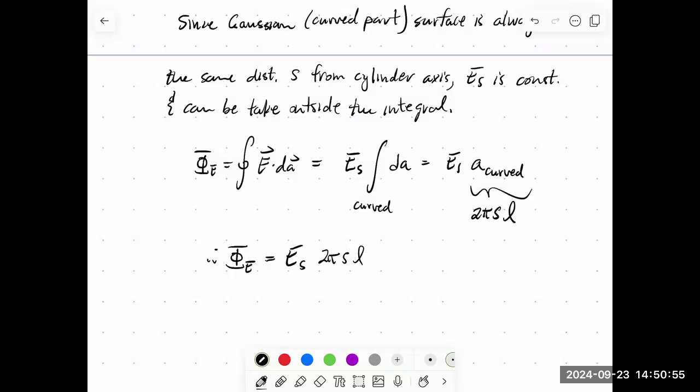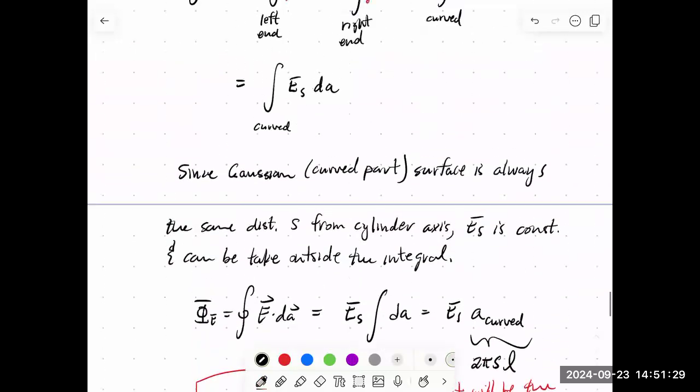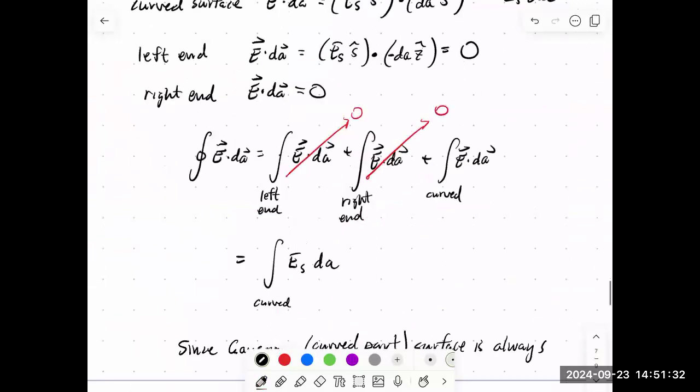So let's just note that this result will be the same inside and outside. So that means for S less than A and for S greater than A. So when we go to do the outside part, we're not going to repeat this calculation. We're just going to make use of the fact that we've already done it. Okay, so that was the start with the E dot dA.